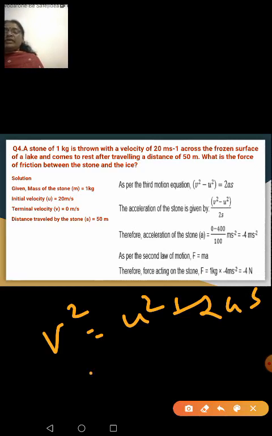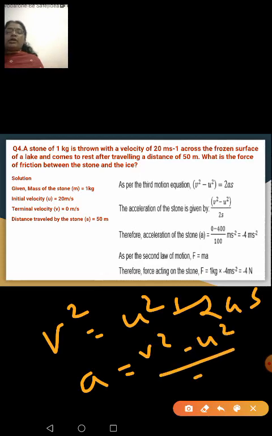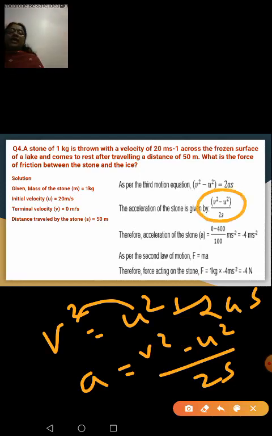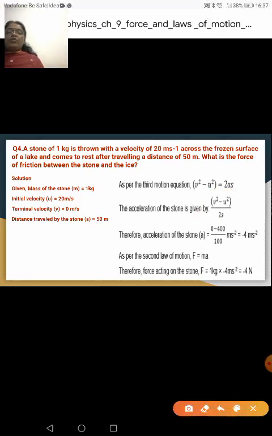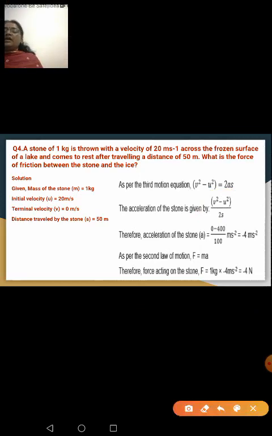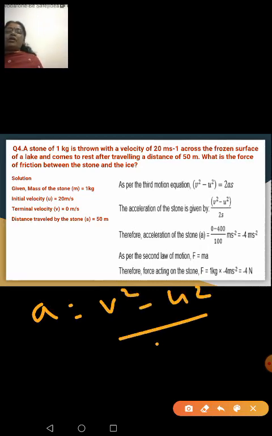So my a will be v square minus u square upon 2s. Why? When your u square goes to this side, it becomes negative, and your 2s, when it comes to this side, goes into the denominator. That is why this formula is applied. Okay, now let's substitute the values as per the formula. We'll be using a is equal to v square minus u square upon 2s.